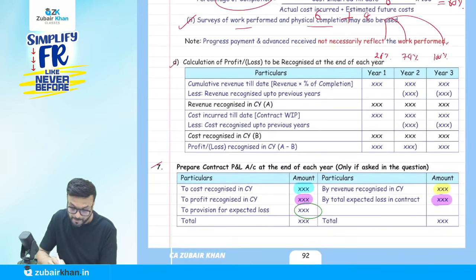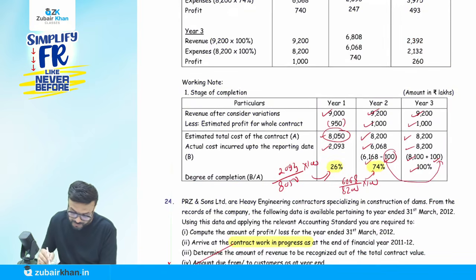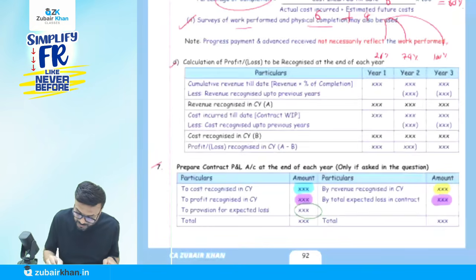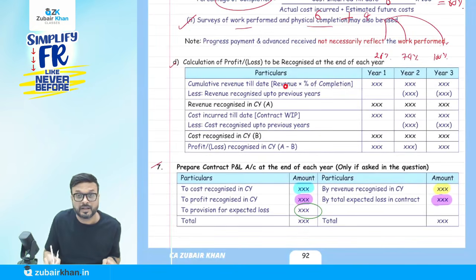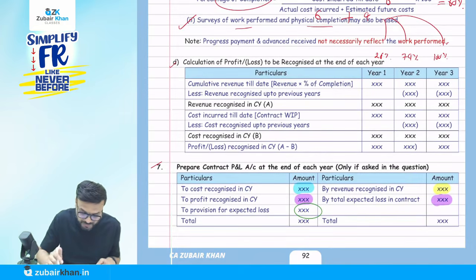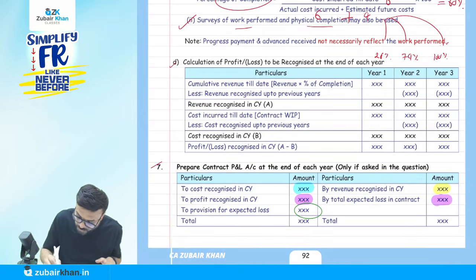Okay, now one by one. So how much is the revenue here? First year, we're expecting the revenue of 9,000. When we talk about the revenue that year, 9,000 multiplied by the percentage of work completed, 26%. That is coming 2340. No revenue recognized earlier. So 2340. Okay, cost incurred.